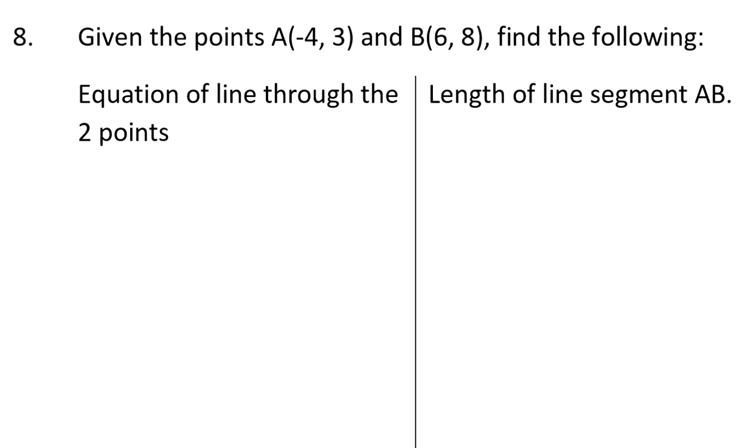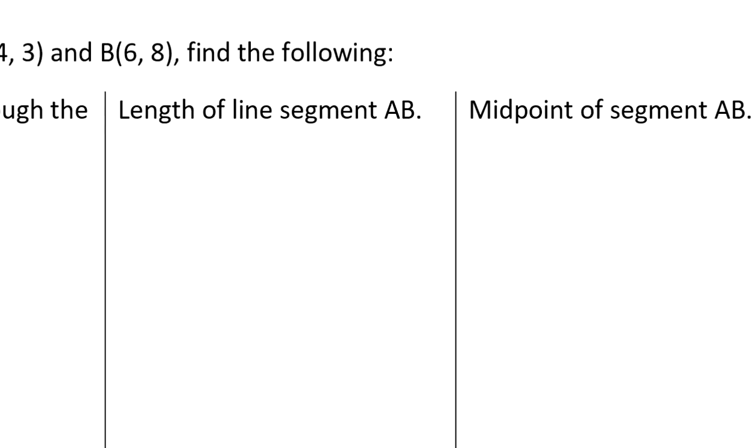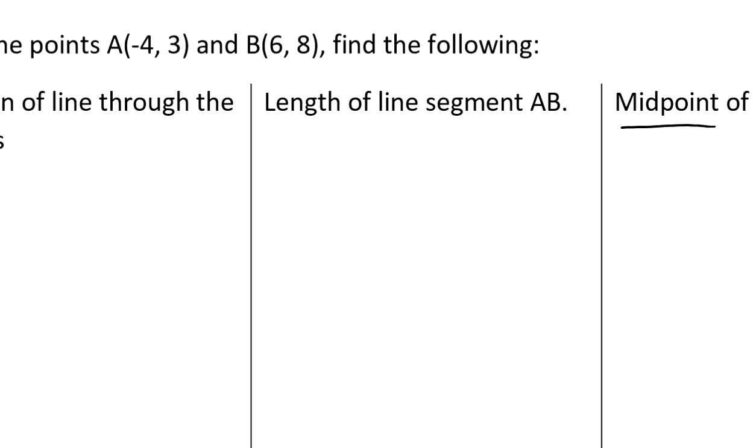So in question 8, we're given 2 points, and we're asked to, first of all, come up with the equation of the line that travels through those 2 points. Also, we're asked to give the length of the line segment that connects those 2 points, so the length of line segment AB. And then finally, we're asked to identify the location of the midpoint, the point in between those two, equidistant from each point.